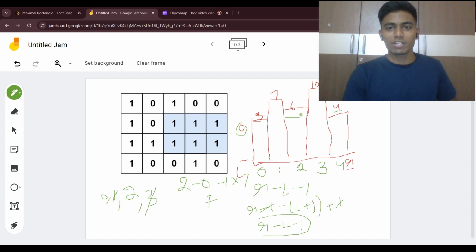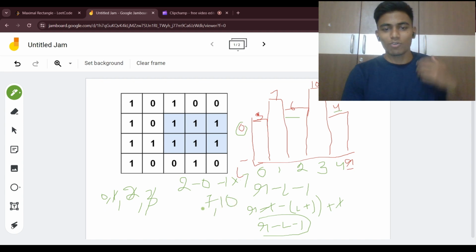And then again we are going to remove this 6 as well. So we are going to remove the 6 as well, and then for this we are going to calculate by taking this particular index, which is going to be 2. So 4 minus 2 is going to be 2, and then again we are going to do the minus 1, so which is going to be 1, and then 1 into 10 is going to be 10.